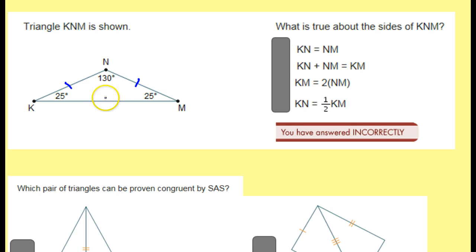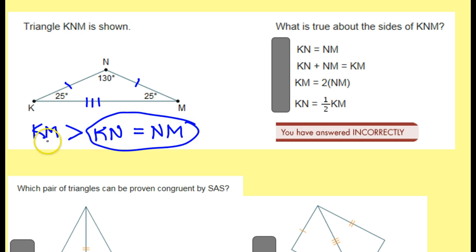This is probably obvious, but this base of the triangle must be bigger than both of the other two. So this side KM has got to be bigger than KN, which equals NM. Okay, so these two are equal to each other, and this one is bigger than both of them.